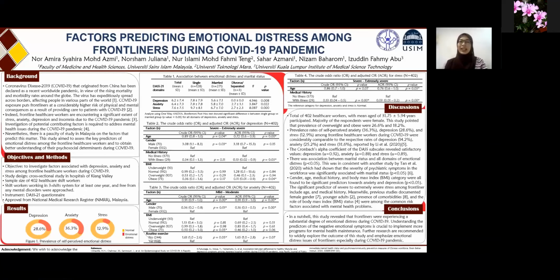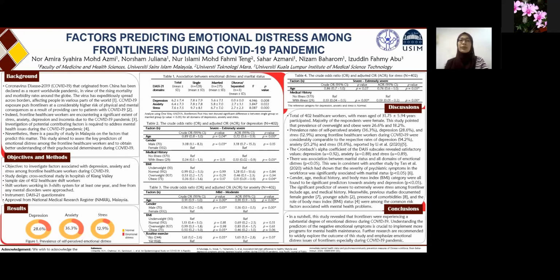Assalamualaikum and a very good day to everyone. It's an honor to have the opportunity to take part in this conference. My name is Amira Syahira binti Muhammad Azmi from University Science Islam Malaysia. On behalf of my team, I would like to present a study entitled Factors Predicting Emotional Distress Among Frontliners During the COVID-19 Pandemic. The coronavirus disease 2019 that originated from China has been declared a worldwide pandemic.